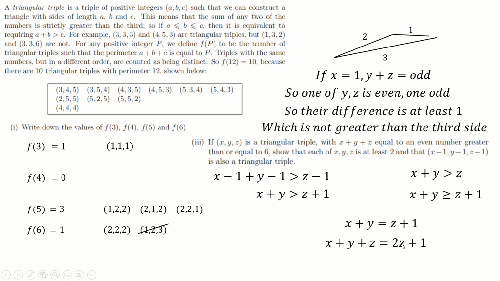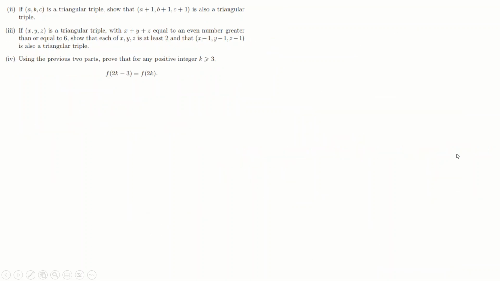But this is an integer, and 2 times an integer plus 1 is odd. So we have an even equal to an odd, so that can't be the case. So actually, this can't be equal to this, which means that it's bigger than, which means this is true, and which means this is a triangular triple. That was quite a hard proof, I thought.